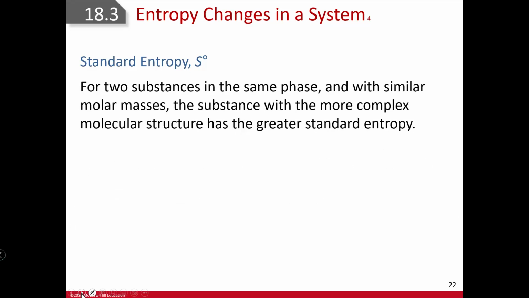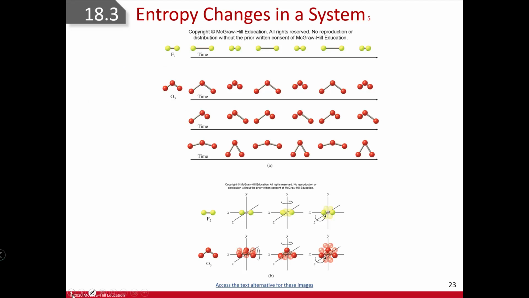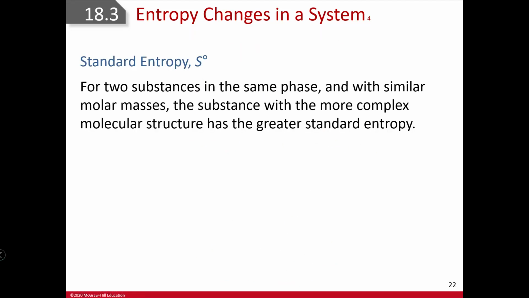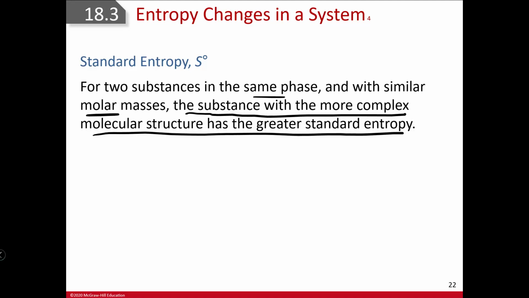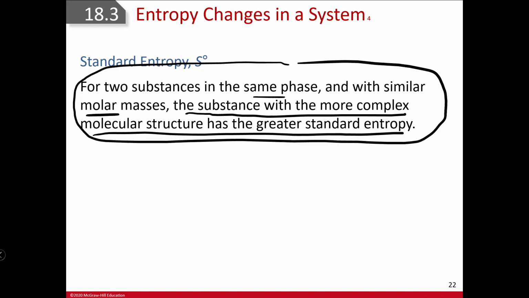All right, and then the next one, same thing. One of the most missed is that one right there. For 2 substances in the same phase with similar molar masses, the substance with the more complex molecular structure has the greatest standard entropy. So make sure you know that one. That one and the other one are the most missed. Now to show that, let's look at the next slide.